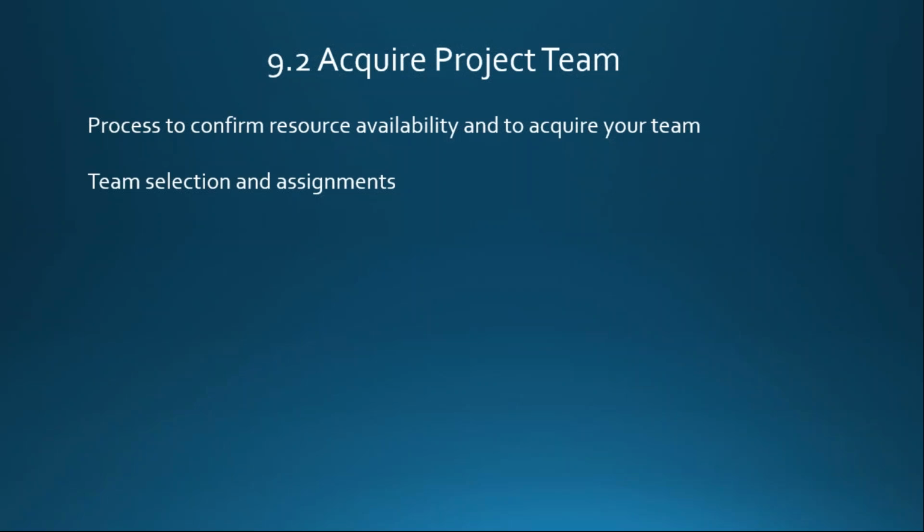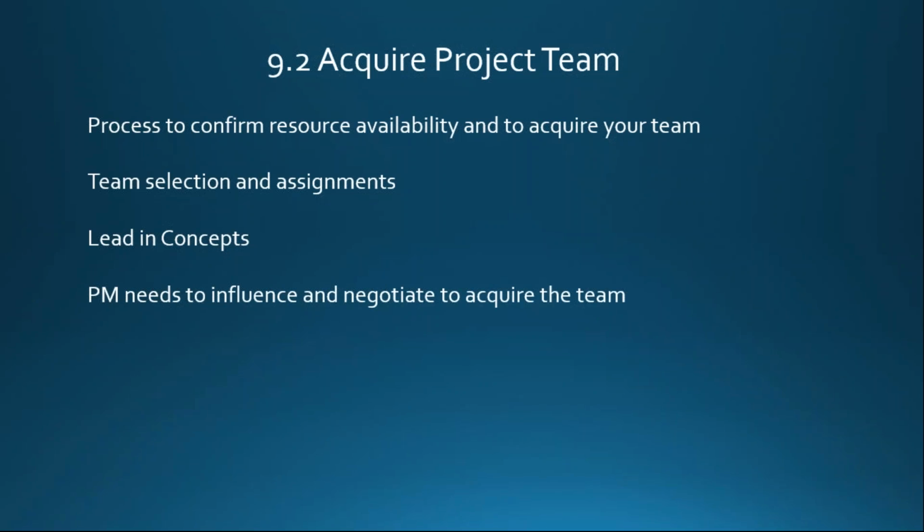When you acquire a project team, you're doing team selection and assignments. Remember when you were talking about that resource breakdown structure? This is where you're starting to look at, first off, the skill sets you need. And then if you know your organization, who are the best of those skill sets? You start to lay the groundwork to bring those particular people onto your project, okay? And the PM needs to influence and negotiate to acquire the team.